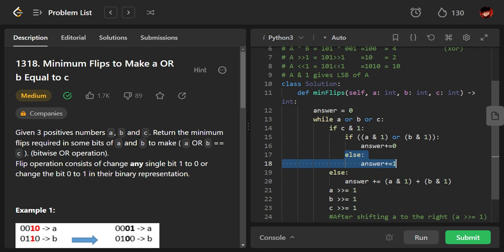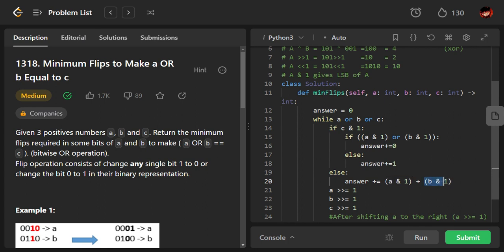Now coming to the else case. This was the case when LSB of C is 1. Now coming to the case when LSB of C is 0. C is 0, and we are doing an OR operation. Whenever we do an OR, if any single 1 is present, the answer will become 1. So here we are checking if the LSB of A is 1. If it is 1, we will need to change it.